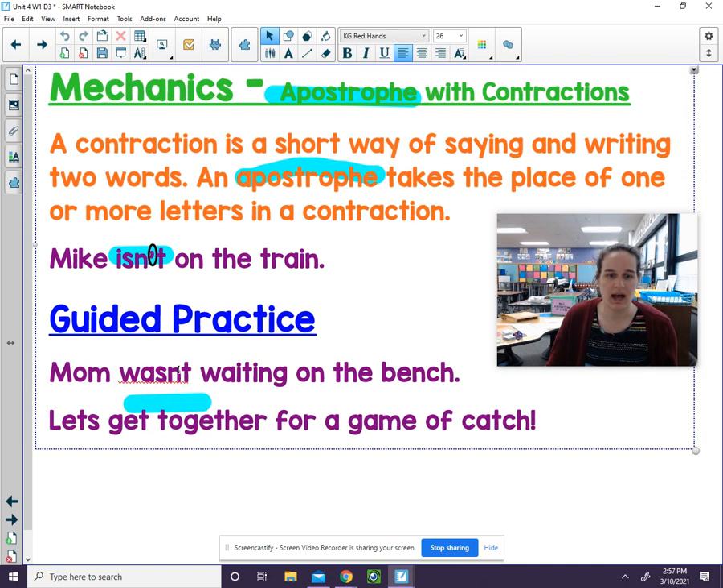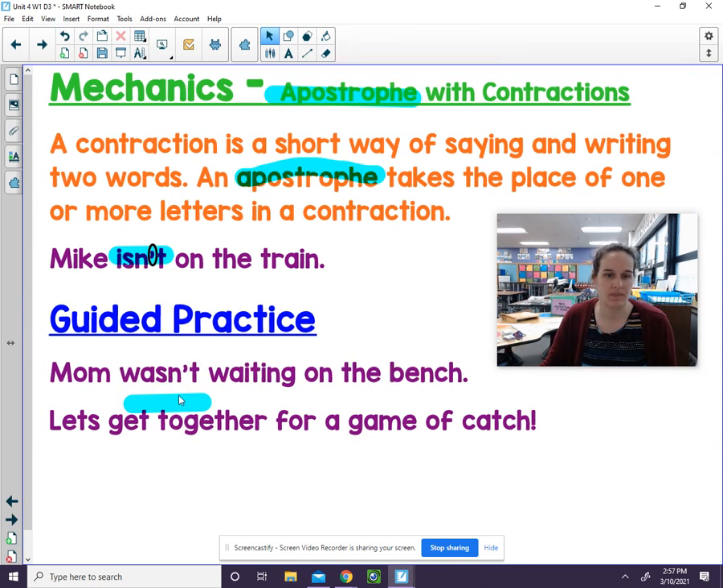So remember, this apostrophe replaces a letter. So in the word wasn't, it was not. So that means the apostrophe is replacing the O, because guess what? There's no O there. Now wasn't is correct. Let's take a look at our next sentence.